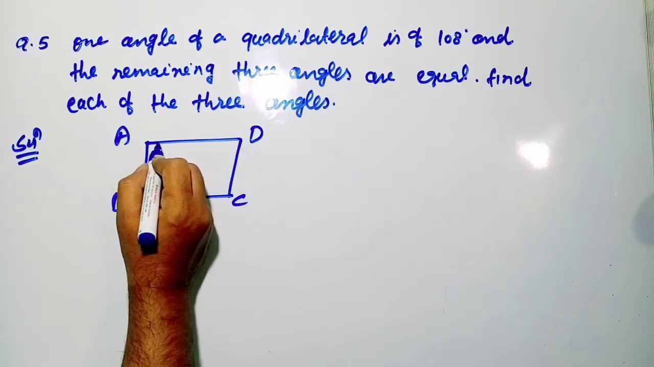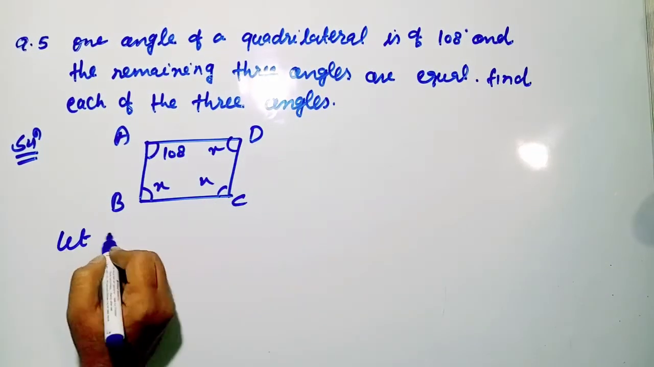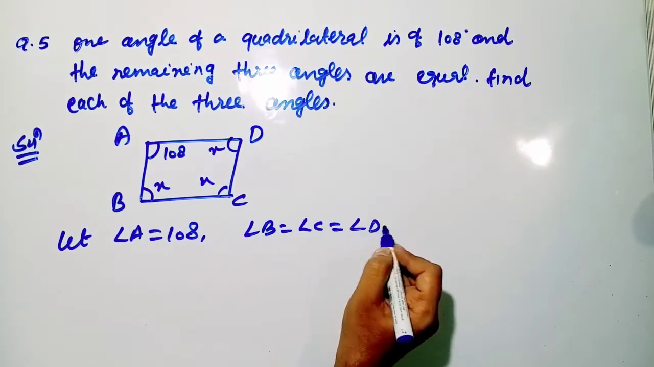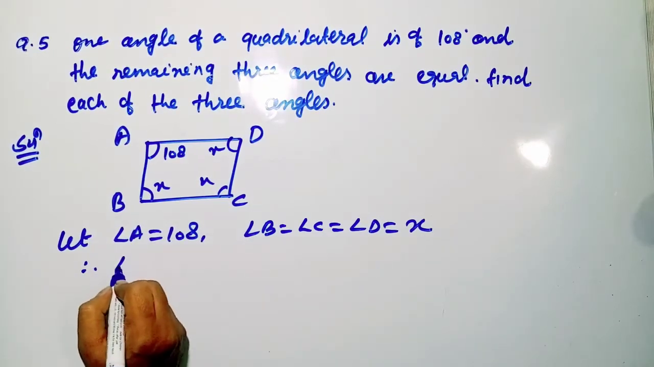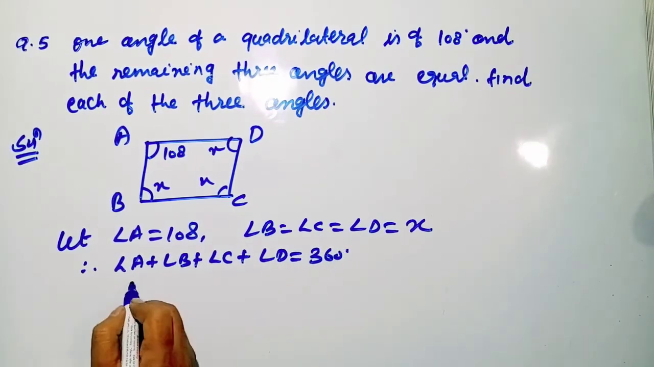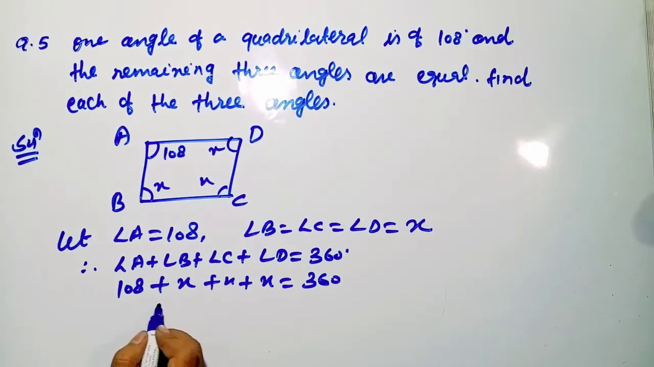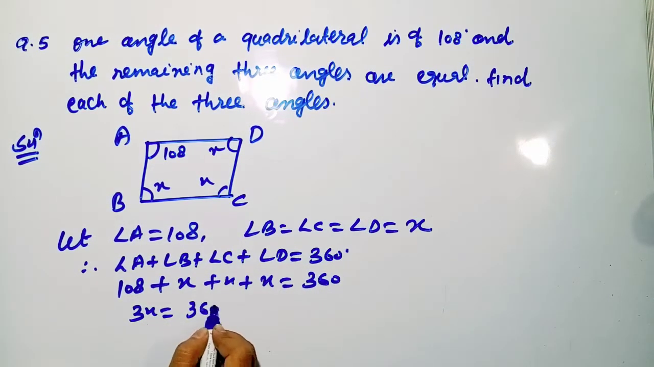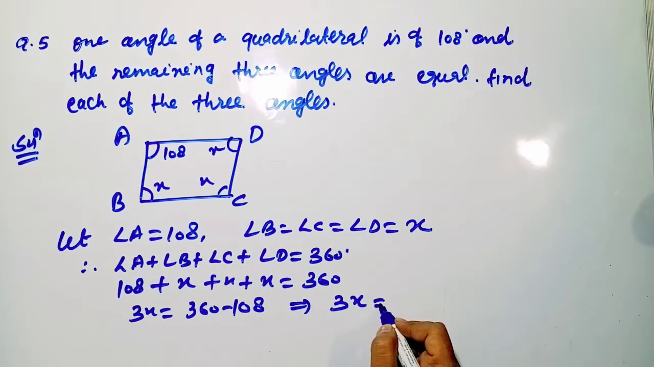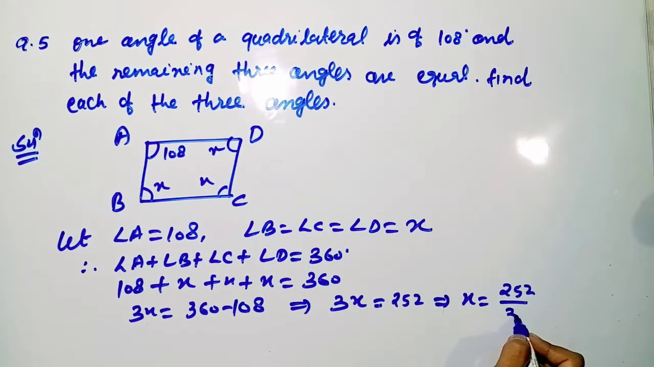So consider quadrilateral ABCD. Let angle A be 108 degree, angle B equal to angle C equal to angle D equal to x. So we know that the sum of the measures of all the interior angles of a quadrilateral is 360. So 108 plus x plus x plus x is equal to 360. So 3x is equal to 360 minus 108 degree. So 3x is equal to what? 360 minus 108, we are getting 252. So x is equal to 252 divided by 3.